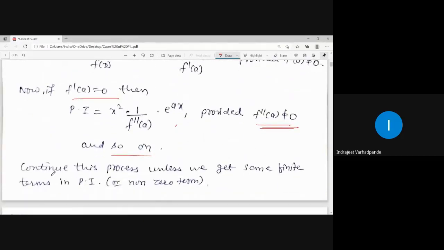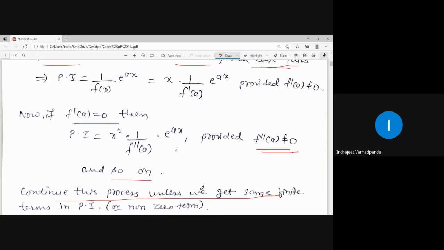Continue this process unless we get some finite terms in the PI or non-zero terms. A can be any quantity. So what will be the possibilities in the RHS now? E to the power 3x, e to the power minus 5x, e to the power 19x, e to the power 1 lakh x, etc. Right? So how to identify case number 1? When the RHS of the given differential equation is exponential, e to the power 10x, e to the power 3x, e to the power minus 5x.